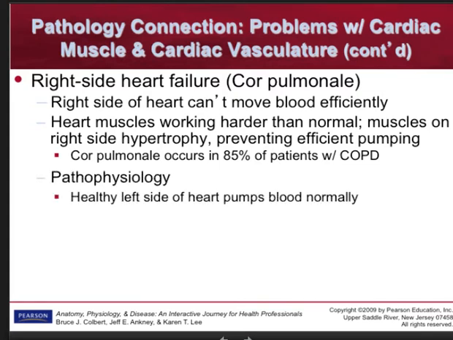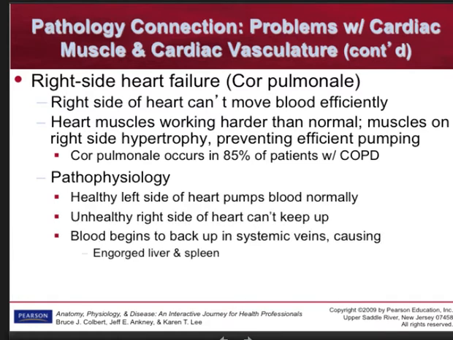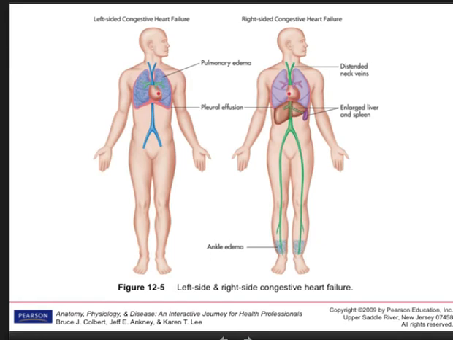What happens here is that the left side of the heart pumps blood normally, and the unhealthy right side can't keep up, and blood backs up into the systemic veins, and this causes hepatomegaly and splenomegaly, swollen ankles, feet, and hands, and distended neck veins. So basically peripheral edema. And here you can see a comparison between left and right-sided heart failure.